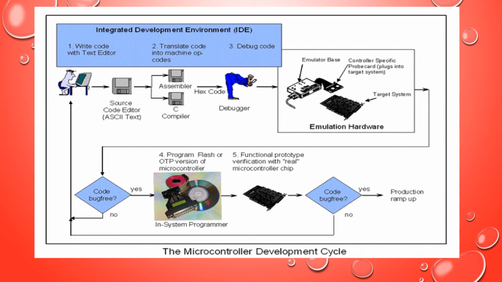Then you compile it, assemble it, convert it into hex code, debug. Then you proceed, if the code is bug free, you can see in the flowchart, for dumping it or burning it with the help of an in-system programmer, like Flash, one of the most popular platforms available. Then functional prototype verification with the real microcontroller chip on the board with the necessary connections. You can execute it and you can check or verify whatever functionality is expected.